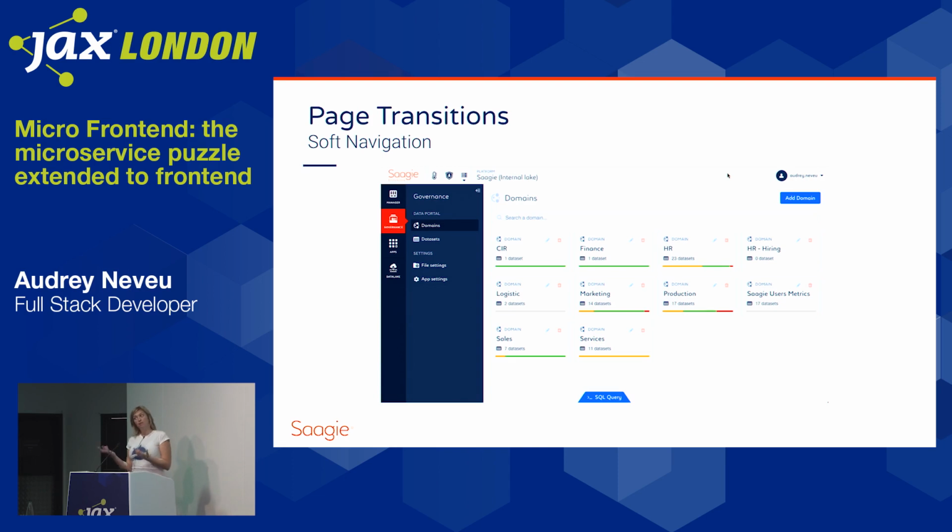There are two types of page transitions. You get soft navigation, which is what's happening when you're moving from a page owned by a team related to an application to a page owned by the same team related to the same application. And in this case, the framework will more likely unbind and then rebind everything that's needed for you completely transparently. So the user will not even notice that it's not the same page. That's what's happening when I'm moving between domains and datasets in governance, for example.